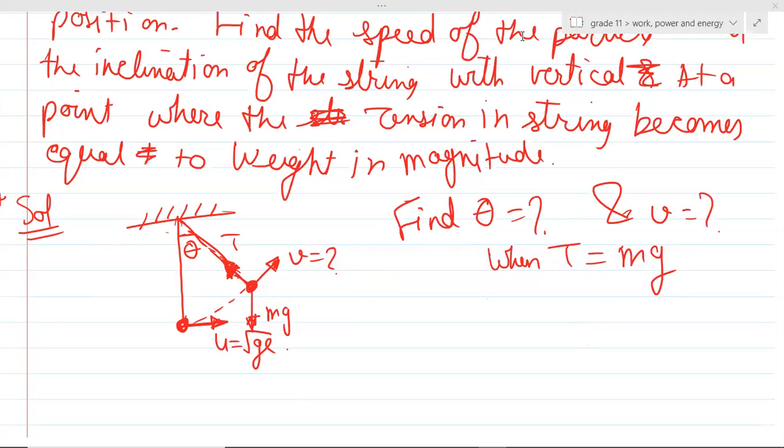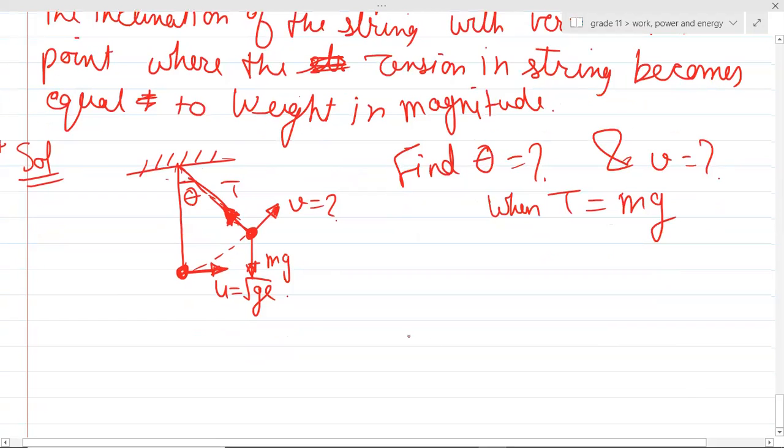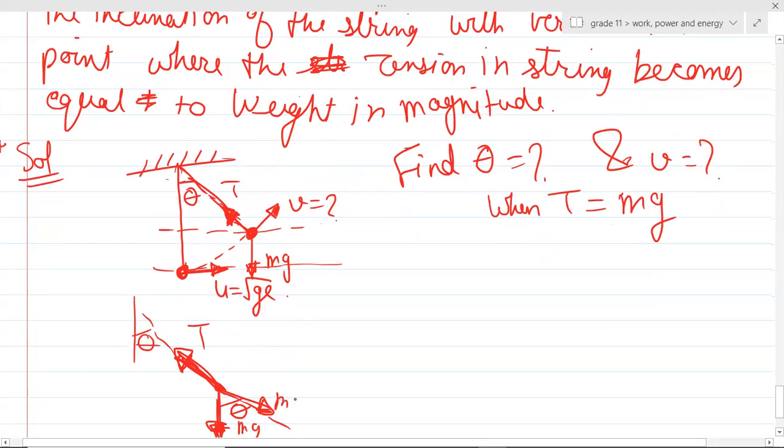Yes, sir. Understood. So find theta and v when T is mg. How will you do it? Even if you don't remember the formula, you know how to solve a free body diagram. Everyone remembers free body diagram, right? So this will be T in that direction. Here in this direction will be mg, and here it will be mg cos theta.